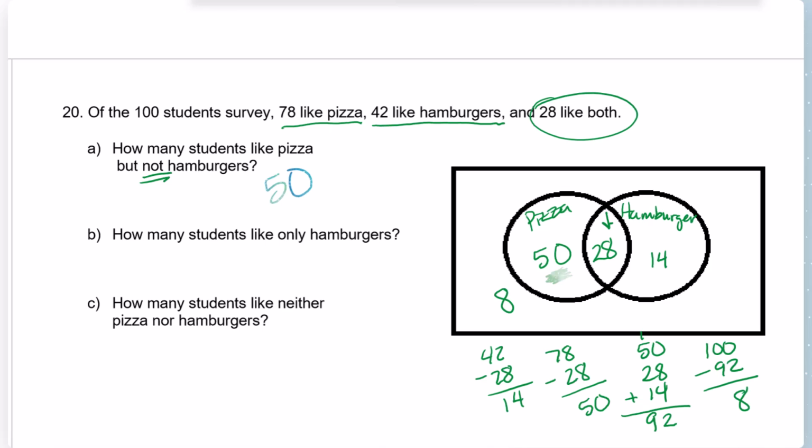How many students like only hamburgers? Well, that would be these 14 over here because they are in the hamburger circle, but they only like hamburgers, so no pizza. So that's 14. How many like neither pizza nor hamburgers? That's that set of 8 right on the outside that have nothing to do with the pizza or hamburger liking people. All right, so there's another example there to look at with Venn diagrams.